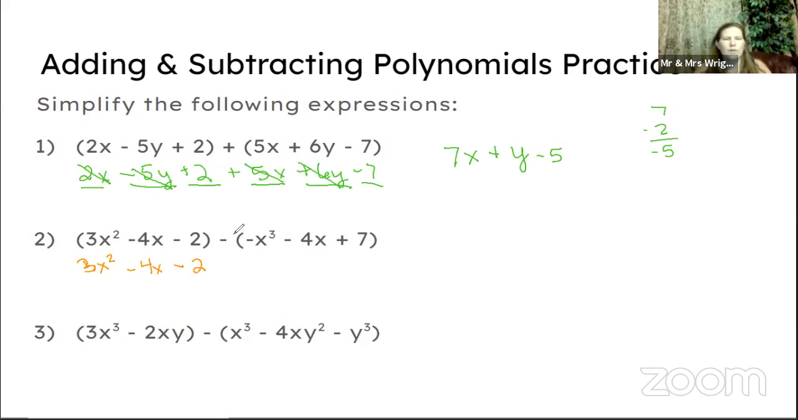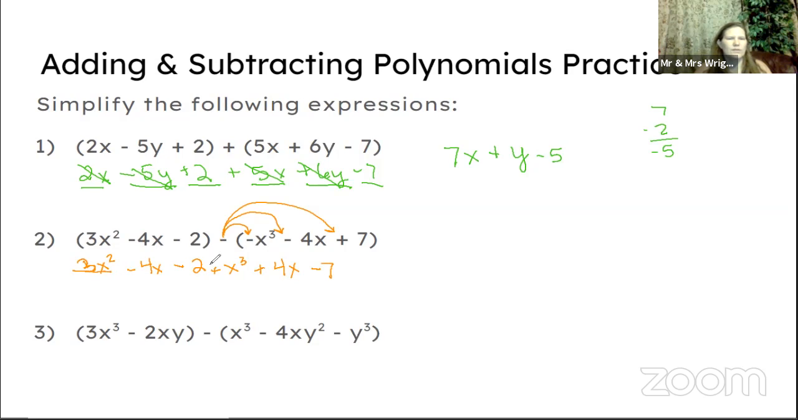Now, I'm going to go ahead and apply this to the first one. So a negative with a negative becomes a positive x cubed. Apply it to the second one. A negative with a negative becomes a positive 4x. And then apply it to the third one. A positive with a negative becomes a negative 7.